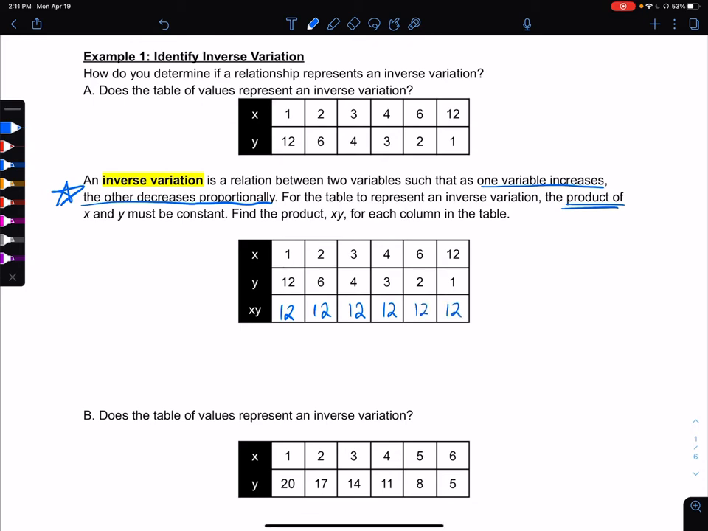So in this case, the product of the values is constant. All right, x times y is always the same. It's 12 throughout that entire chart. So since it is constant, we're going to say that this table of values is representative, so it represents an inverse variation.